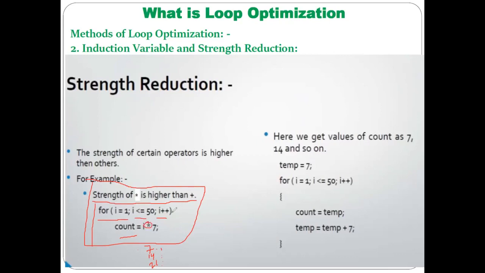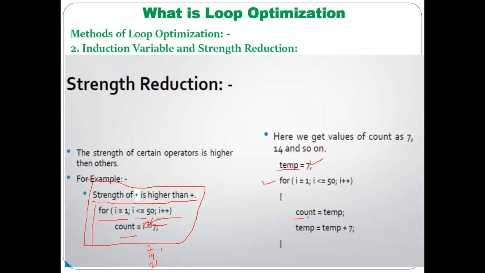If a high strength operator gets utilized, definitely the processing time will be more and the execution speed will be less. So is it possible to replace this high strength operator with a lower strength operator? Yes, it can be done. How can it be done? We'll take a separate variable and assign it the value 7, and the loop will remain the same. Only some code will be changed inside.